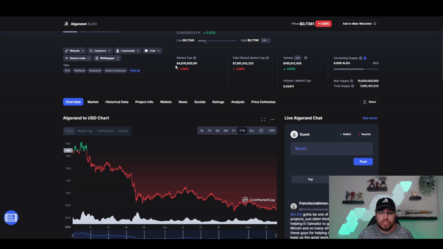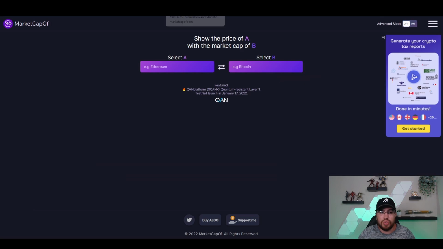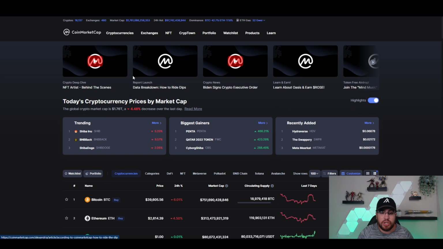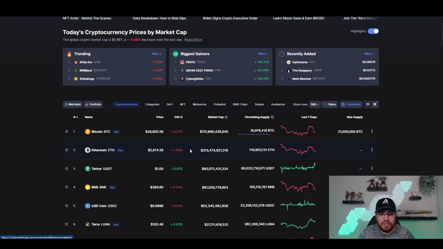So like I said, we see the market cap right now right under 5 billion. And this is a cool website that I like to use when comparing market caps: if one crypto had the market capitalization of another. I know I'm probably going to get some comments about this, but right now, Ethereum's market cap is at $313 billion. Now, this is not the height of Ethereum's market cap, so I'm not really comparing it to Ethereum's highest point.